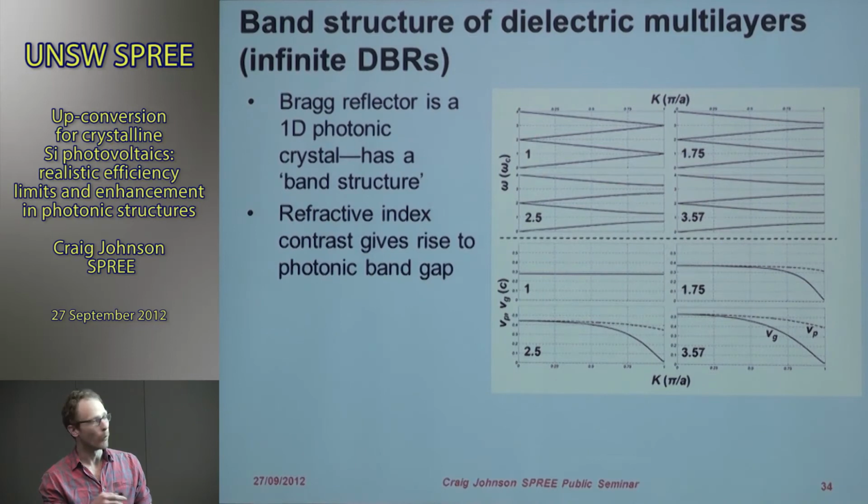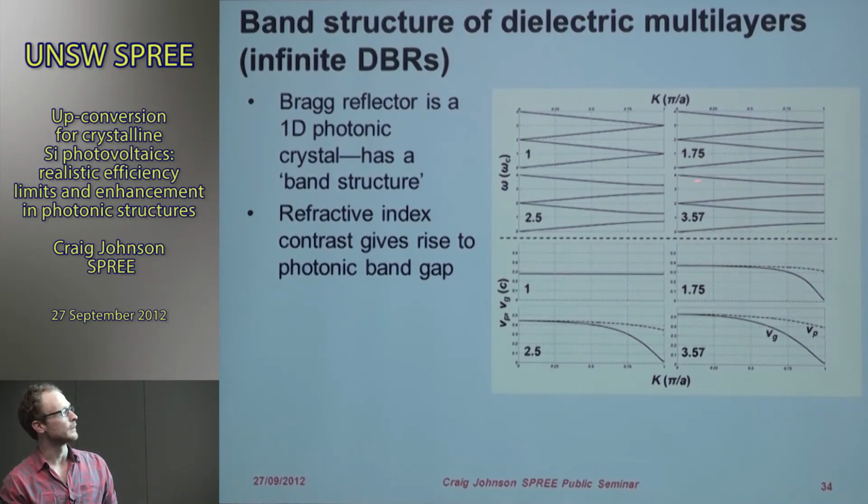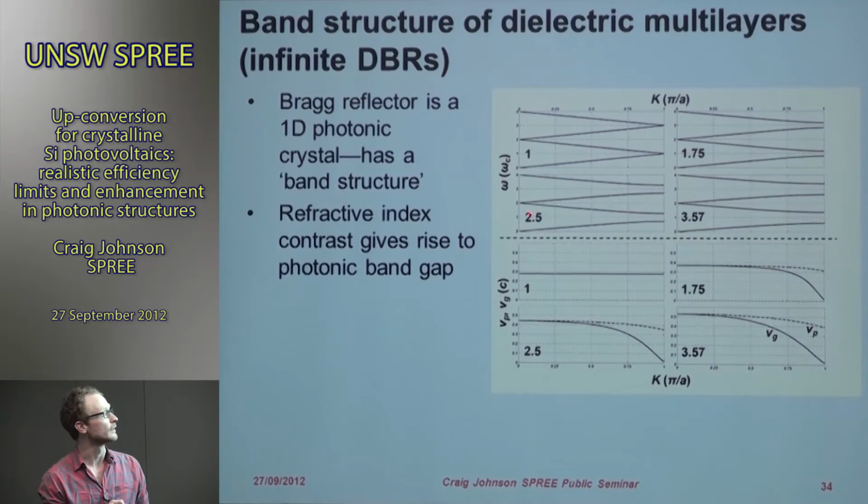So here this is 1, meaning it's the same refractive index, and we just have normal dispersion based on a single refractive index. But as you increase the contrast between the layers, you can see that here at the edge of the Brillouin zone, a small band gap begins to open. This is exactly like you would see for electrons in a periodic potential. As we go to 2.5 and 3.57, that band gap gets bigger and bigger.